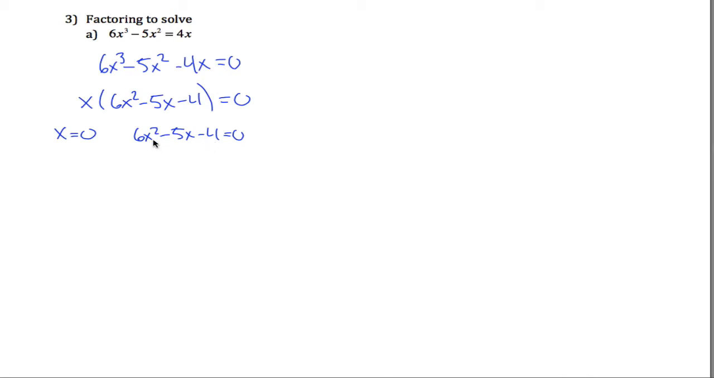This one I don't have the solution yet, but I can solve this by factoring. Maybe I'll do that over here. To factor 6x squared minus 5x minus 4, what you want to do, there's a couple different ways to do this. The way I think is easiest is a three-step process.